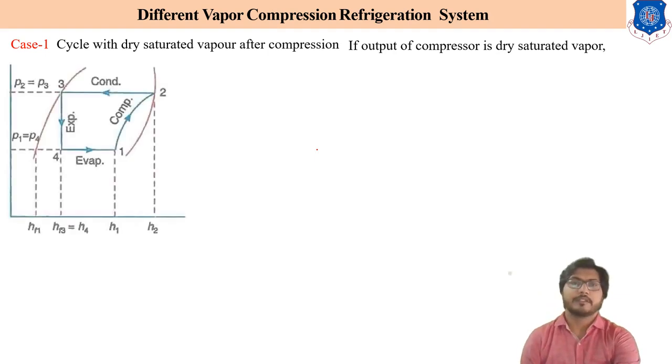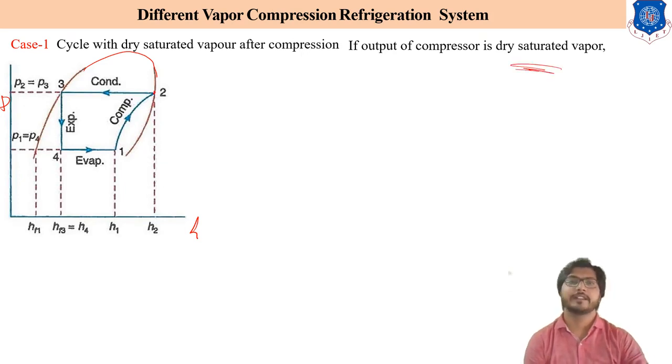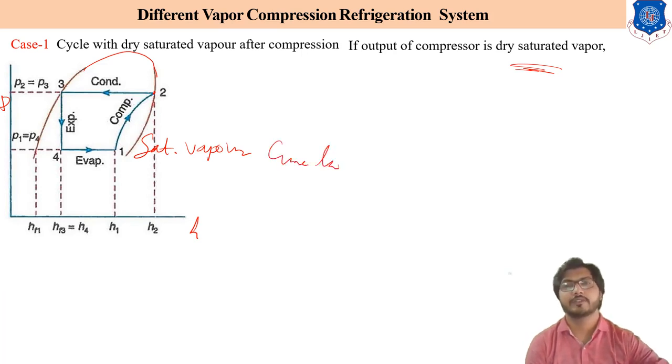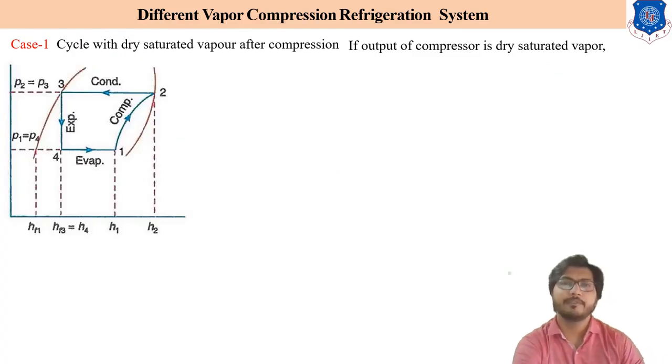Okay, so draw a diagram. This is our dome, this is our pressure line, and this is our pressure-enthalpy chart. If the output after compression, point 2, is dry saturated, then point 2 lies on the dome, the saturated vapor curve line. If point 2 lies on this curve, it is sure that point 1 lies inside, in the wet region.